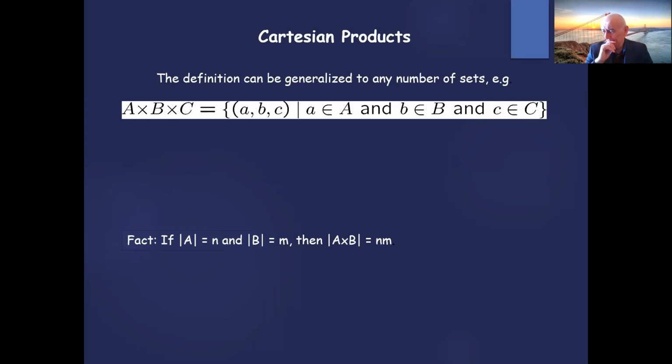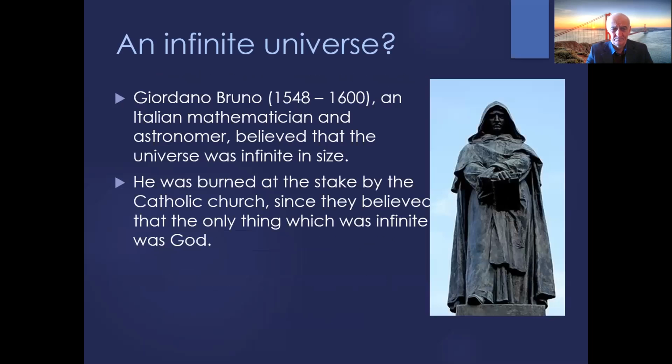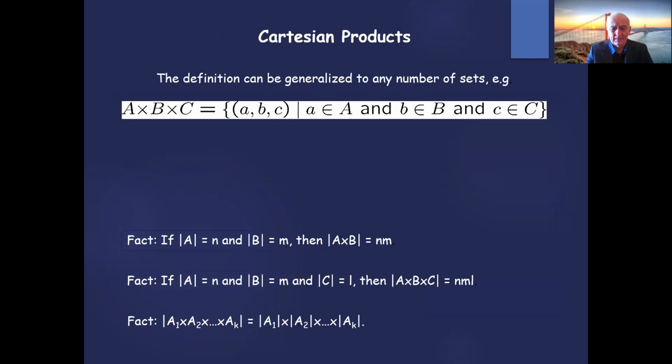Now about cardinality. You know, in the case of finite sets, cardinality is just the number of elements in this set. And if the cardinality of set A equals n and the cardinality of set B equals m, then the cardinality of the Cartesian product is the product of n and m, n times m.